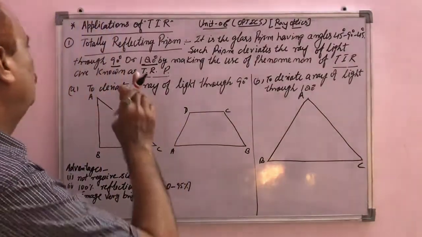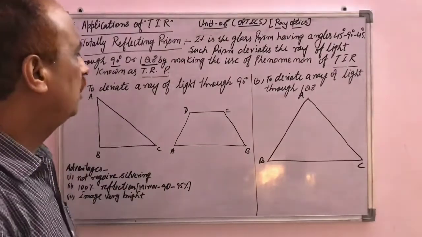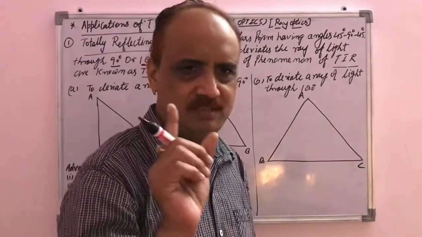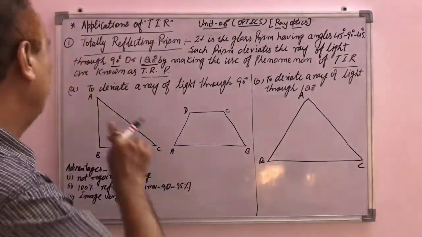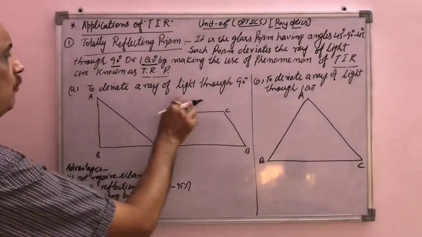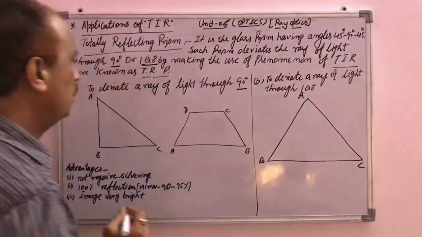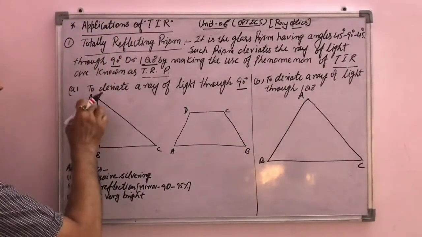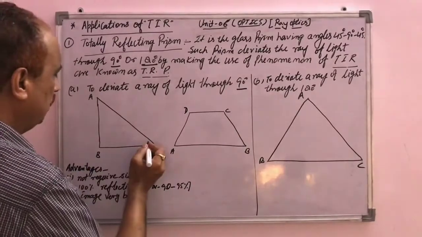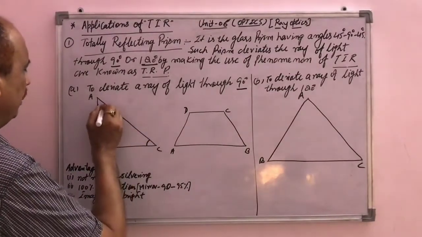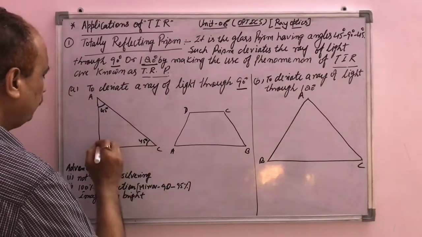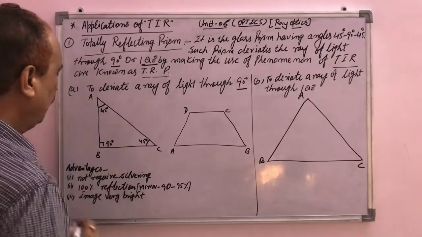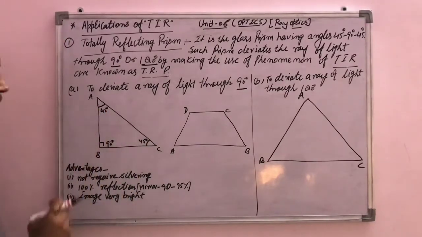Now the totally reflecting prism can deviate the ray of light in two ways, through 90 degree or through 180 degree. In the first case, A, to deviate a ray of light through 90 degree, we take a prism ABC, in which angle A and angle C are both equal to 45 degree and angle B is equal to 90 degree. So 45, 90, 45 angles are there, so it is a totally reflecting prism.